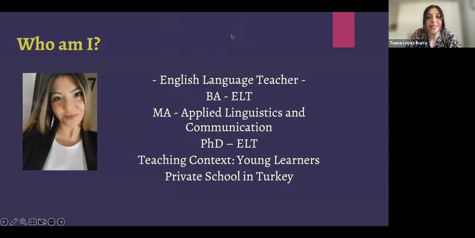As I mentioned, my students are monolingual. They are Turkish students. Their first language is Turkish. And they are learning English as a foreign language.